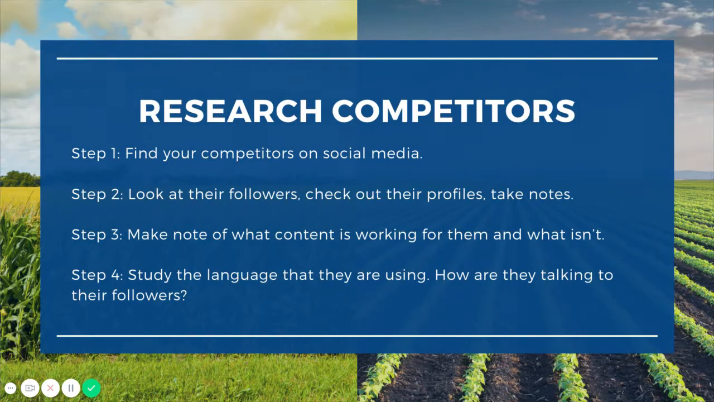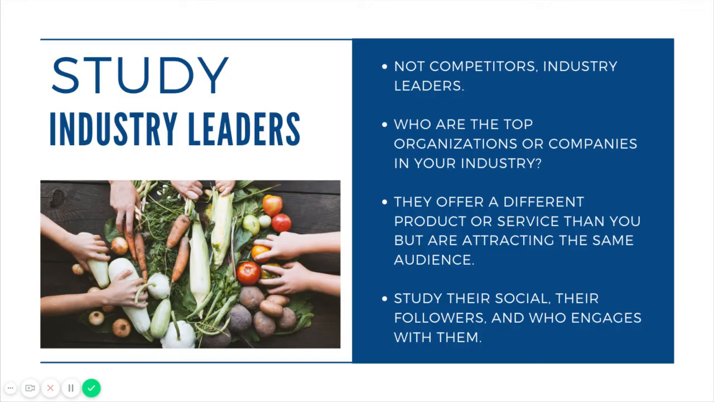So next we're going to go ahead and dive into studying industry leaders. This is going to be the same process you just did for competitors, but now for industry leaders. These are not competitors, but people that are like top organizations or companies within your industry. For example, for the cattle industry, there's the National Cattlemen's Association. That is a great organization to look at if your target market is ranchers.